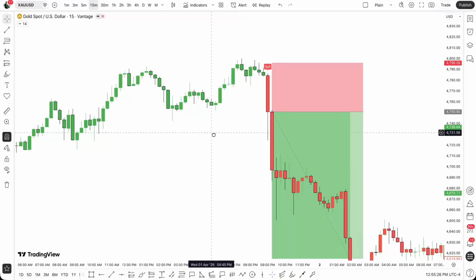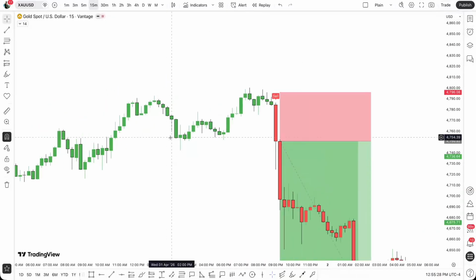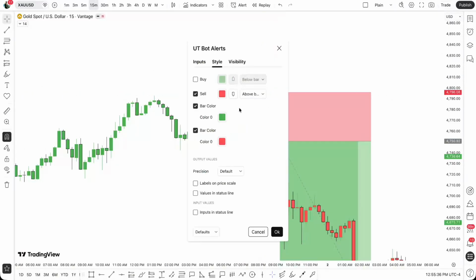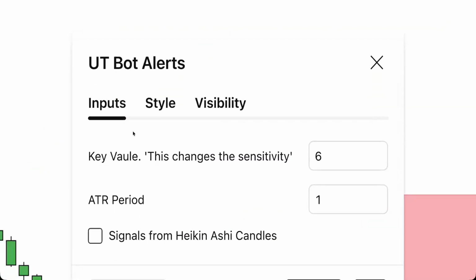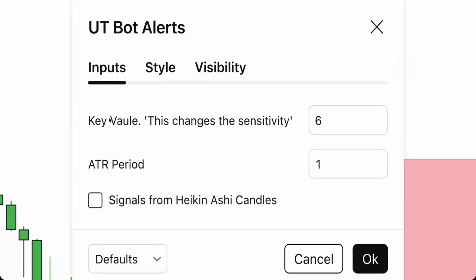All right, now once you are here, you see all of those buy sell signals on your chart. But just go ahead and click on the setting icon on the first indicator, and then go to the input tab. Once you click on the setting, this dialog box pops up. Here the key value for the first indicator, change it to 6, and then the ATR period, change it to 1.